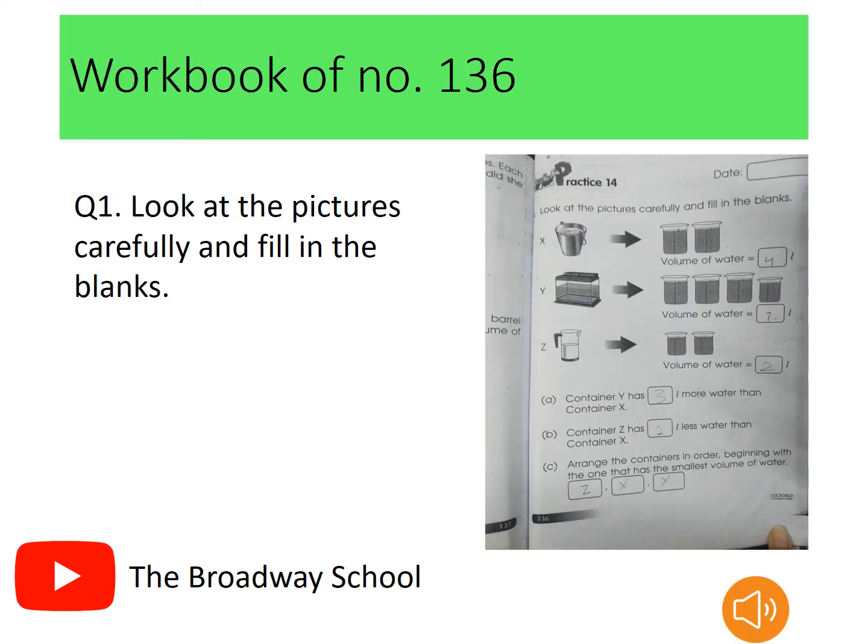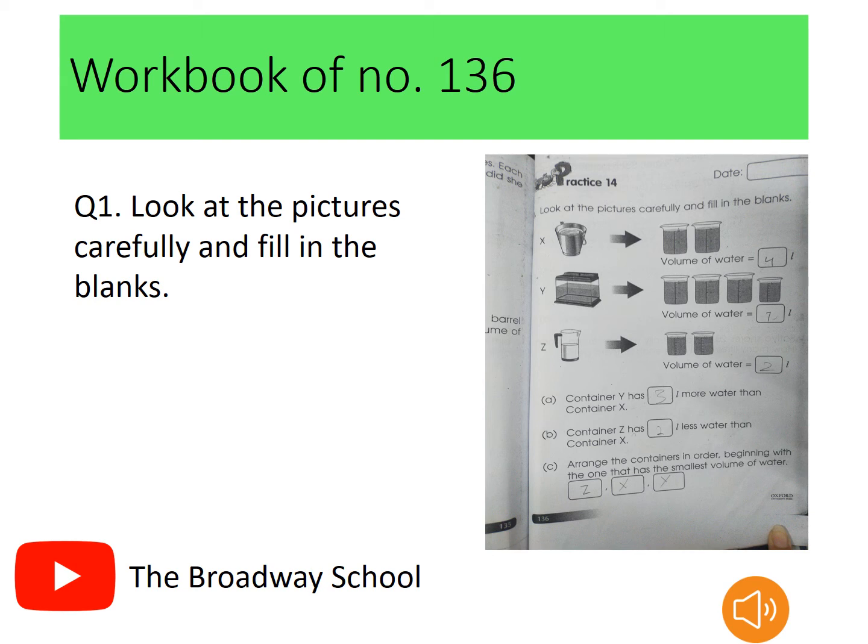Students, open your book, page number 136. Look at the pictures carefully and fill in the blanks. Here are 3 pictures, X, Y and Z. In picture X you can see a bucket. You need to tell the volume of water in this bucket. You can see on your book there are 2 containers, and each container has 2 liter volume of water. What you will do, you need to add them. 2 liter plus 2 liter is equal to 4 liters.